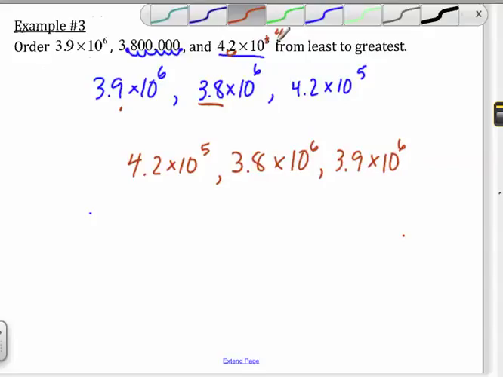Okay. Now let me say something. This would not be correct if you were writing it in scientific notation. Because in scientific notation, the number in the front has to be between 1 and 10. It cannot be 10. It has to be less than 10. It can be 1, but it has to be less than 10.